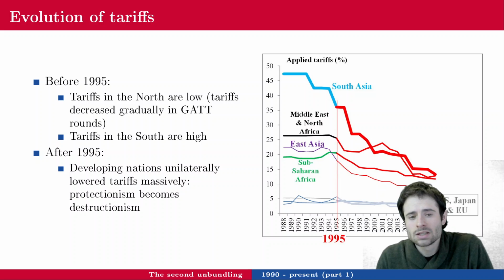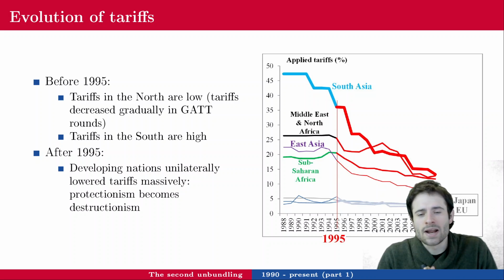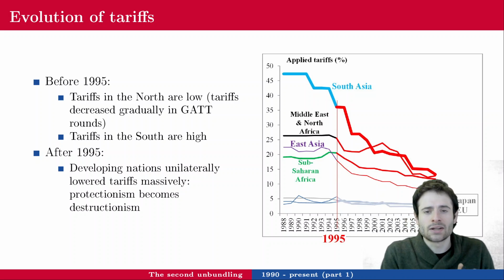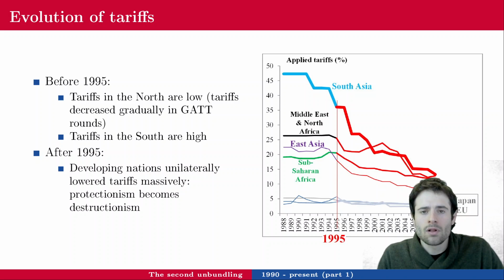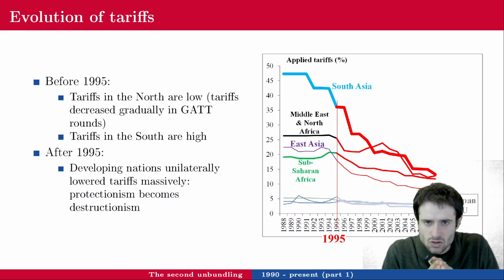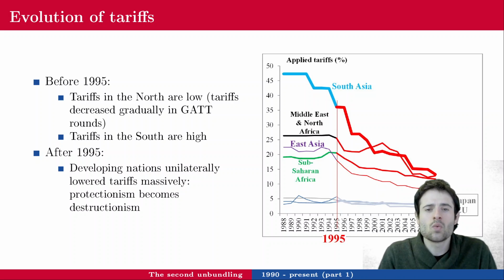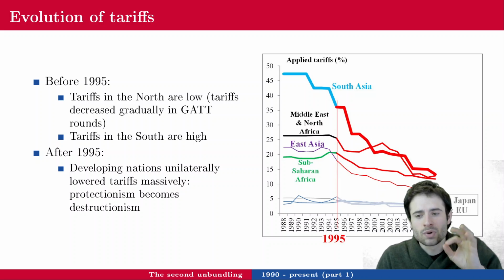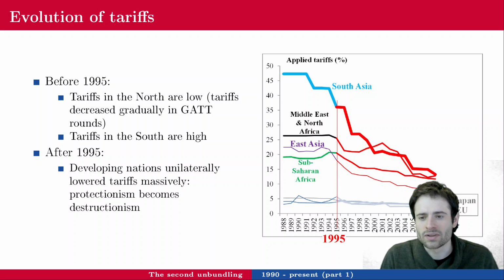Note that here I talk about 1995. In the previous slide, I talked about 1987. Overall, what I mean is the 1990s. Beginning of the 1990s, a bit before, a bit after, is where the second unbundling happens. So don't worry about precisely talking about 1995 for the lower tariffs.